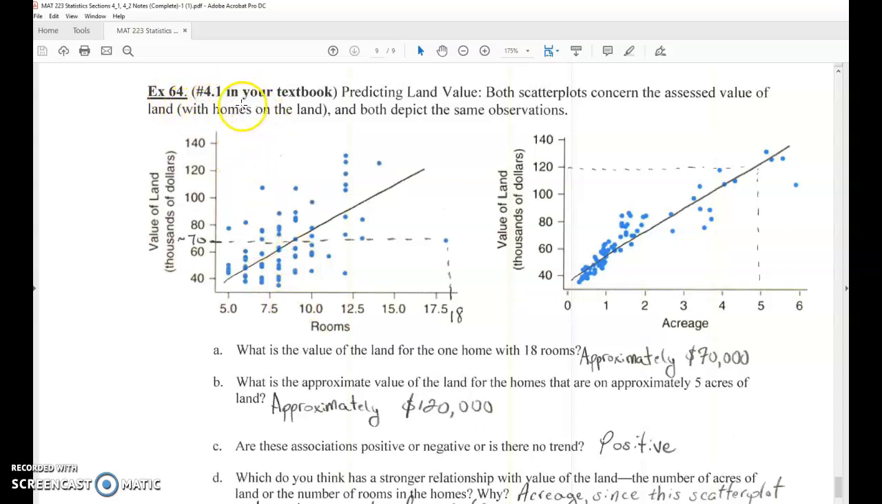Okay, example 64. Actually, this one's from your textbook because I thought it was a good comparison. Predicting land value. Both scatter plots concern the assessed value of land with homes on the land, and both depict the same observations. This scatter plot here compares the number of rooms in a home with the value of their land. And this scatter plot here compares the acreage that somebody owns, how many acres their land is, versus the value of the land. Hopefully you agree that this one is a much stronger correlation. There is probably a correlation here, but it's not really good.